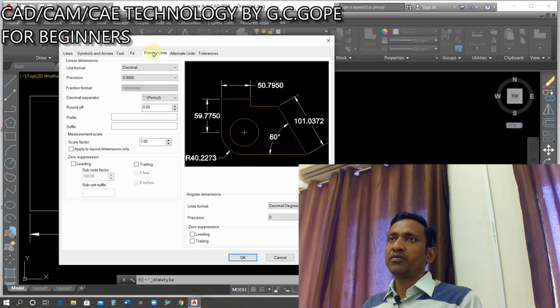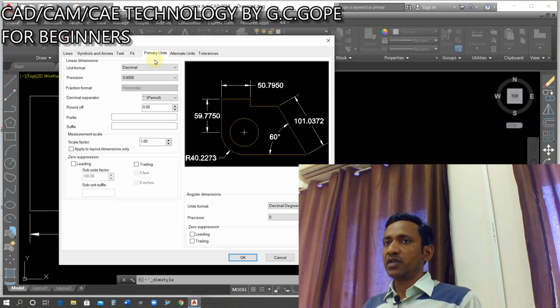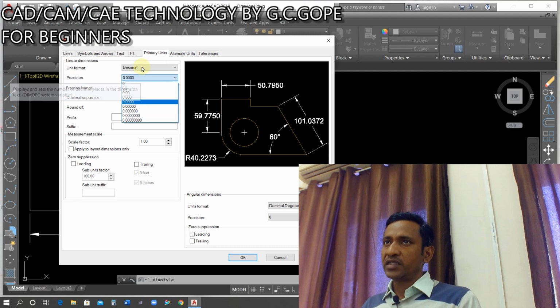You see that we have primary unit. This tool is also very important, because suppose you have done some work in metric form, but later you find that you have to change the dimension, and you need to convert this dimension into inch or feet. At that time you can also do that with the help of this. Now I am not going to change the decimal to engineering, I am going to change this decimal point.